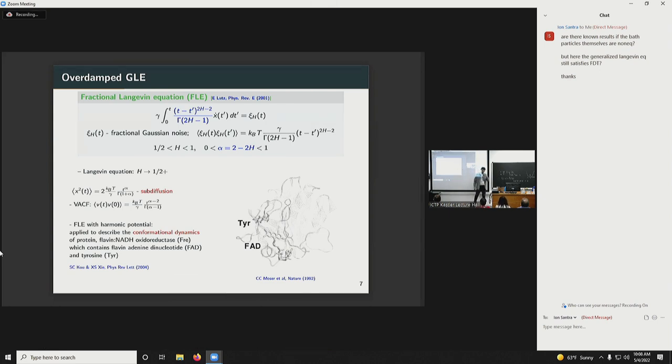displacement. We will see that in the system anomalous diffusion, or subdiffusion, is observed, and this example was already mentioned, where with this equation the conformational dynamics in proteins was explained. So tyrosine is a donor of electron, flavin adenine dinucleotide is an acceptor of electron, and while transferring this electron, the distance between these two parts oscillates, and if we measure the velocity correlation function, we will see that it has a power law decay with time.